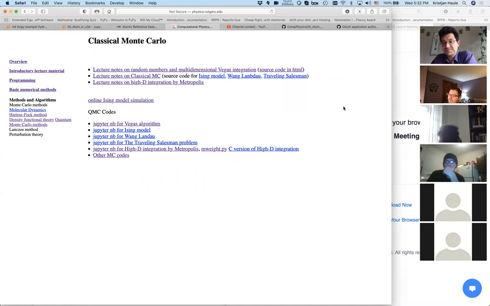Okay, so I'm going to discuss classical Monte Carlo. And first we're going to start with lecture notes on random numbers and the multidimensional Vegas algorithm. The first thing that we're going to implement is the Vegas algorithm, which is probably one of the better general purpose algorithms for high dimensional integrals. So if you have a large dimensional integral, Simpson or trapezoid rule will be too slow, and the Vegas algorithm is probably the best choice.